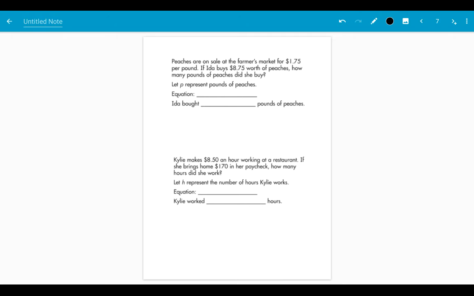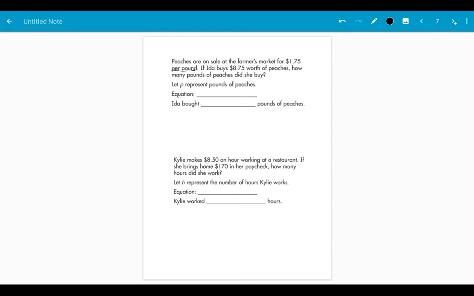Peaches are on sale at the farmer's market for $1.75 per pound, right? So clearly, if we see a per pound thing, we're automatically going to think variables, right? Because the amount of pounds you buy varies. You could buy 1 pound, 3 pounds, 5 pounds, and if you're really hungry, 10 pounds. So that signifies that, hey, this part is the variable part, okay?